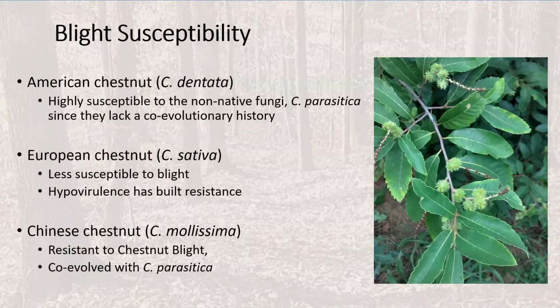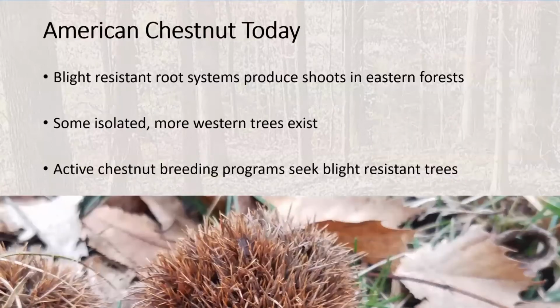But hypovirulence has built some resistance. I'll talk about that in a minute. It was a way that some natural resistance actually happened in European chestnut that allowed it to recover. Whereas Chinese chestnut, evolved on the same continent as this pathogen, had resistance to the chestnut blight. It evolved the ability to have some natural defenses and to ward off chestnut blight in its native ecosystem.